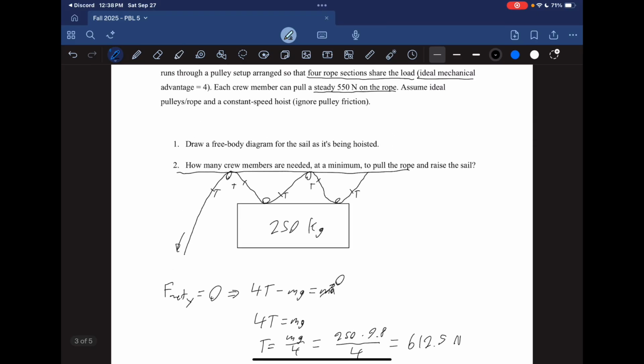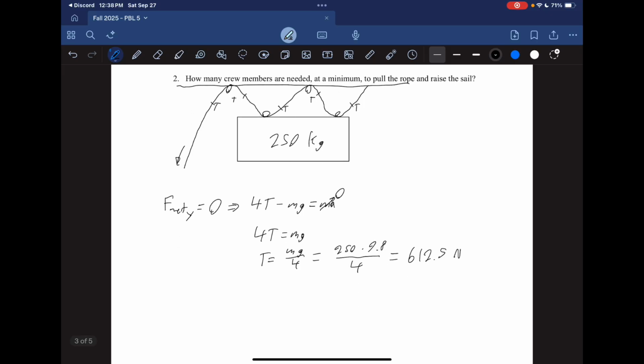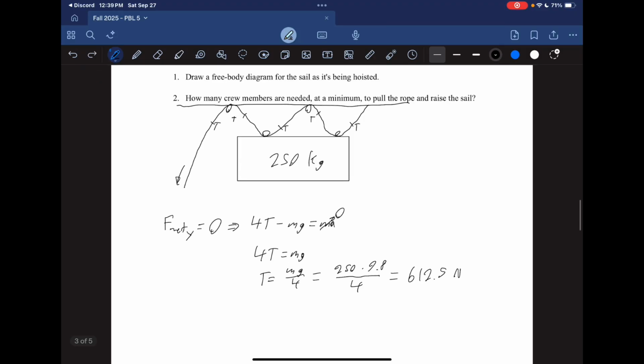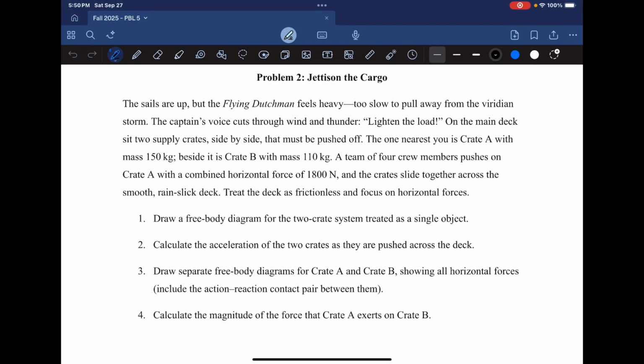And since each crew member can pull with a steady 550 newtons, we need at least two. Because one of them wouldn't be able to pull with 612 newtons, but two of them are able to pull with 1,100 newtons, which is more than this 612. And that is the end of this problem.